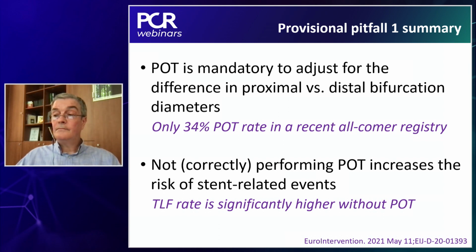Maybe one comment from my side. Well, we always talk about how final kissing balloon inflation is important when there is a two-stent strategy, and that's a quality marker for a two-stent strategy of bifurcation PCI. Here, in this case, we see that's not the only quality mark, and you see how POT is important in these cases as well, because final kissing balloon inflation was performed here.